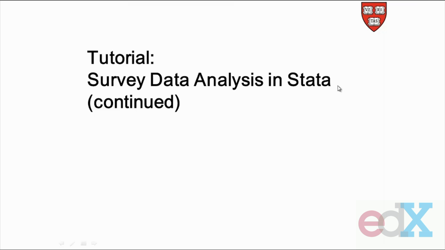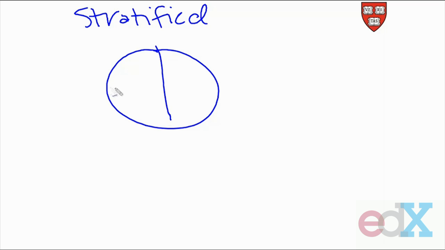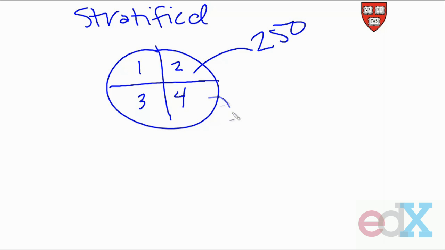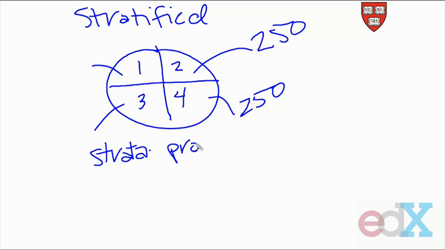In this example, we're going to continue looking at survey data analysis within Stata. So let's start out by looking at a stratified sample. Recall that we're dealing with a population of 500,000 people, and it's broken into 4 different provinces. Within each of these provinces, we're going to sample 250 people. Therefore, our strata in this example are the provinces.